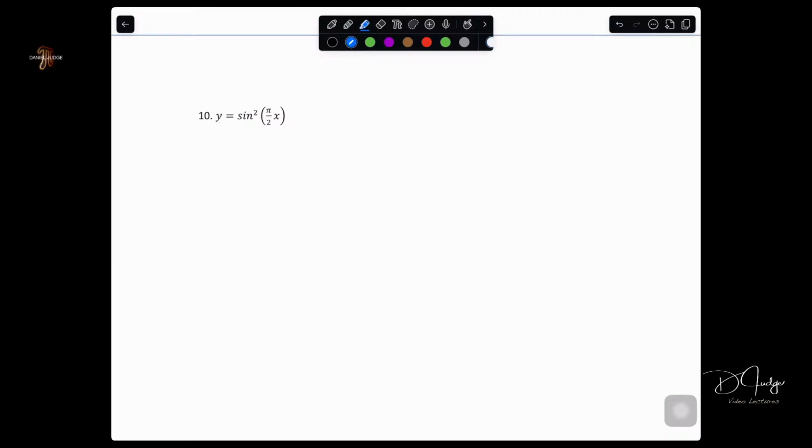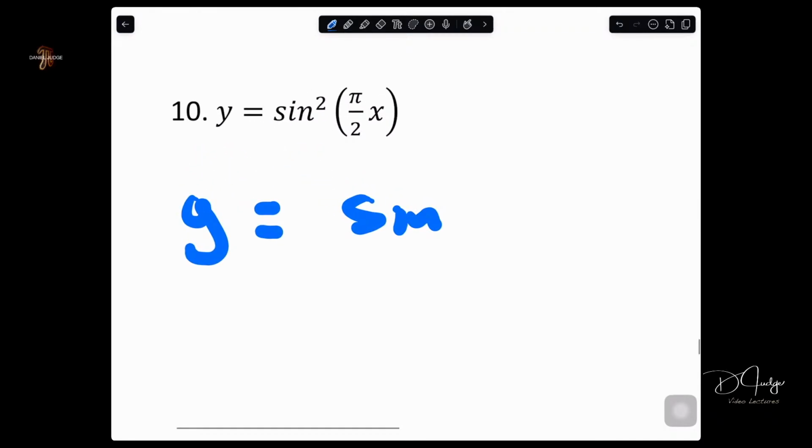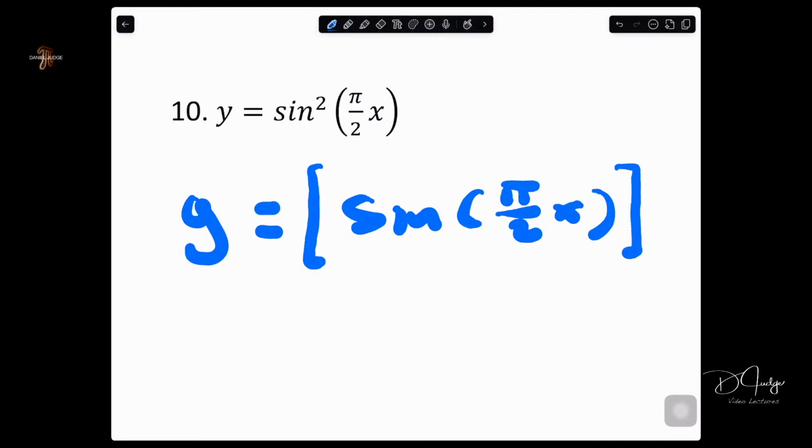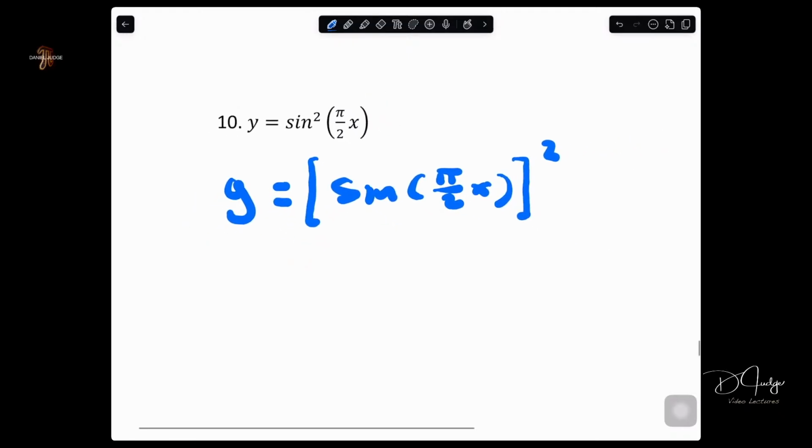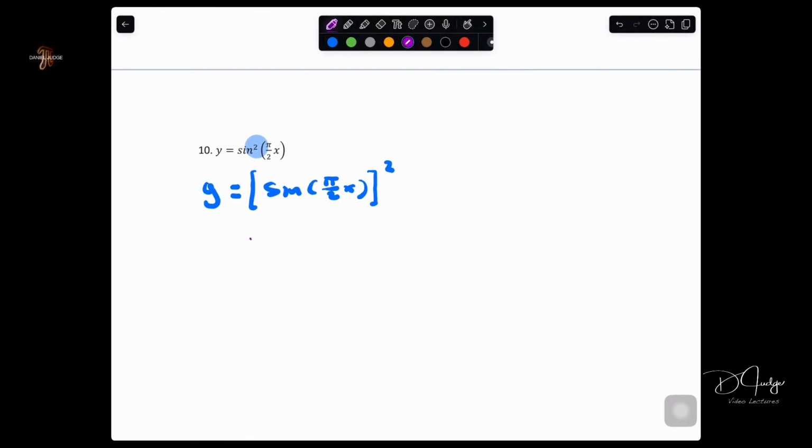Chain rule for question number 10. The function y, as you see, is sine squared. This is really thinking of sine as the base for the second power. So this is what this notation means for us. Now, for chain rule, what we've been studying is we have a function, u to the n, power rule with chain rule.